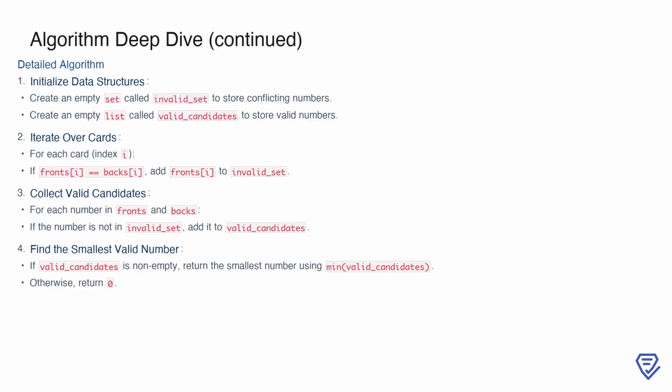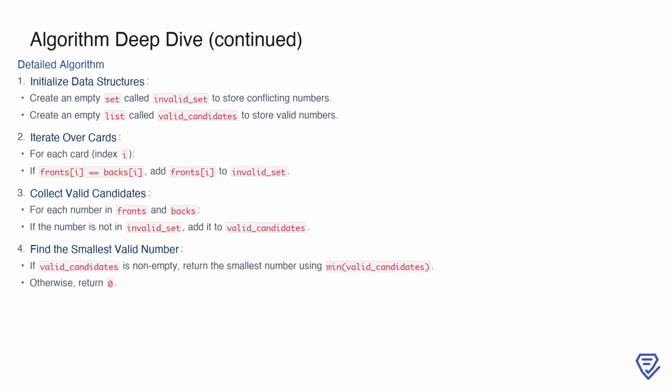First, we initialize our data structures. We create an empty set called invalid_set to store conflicting numbers and an empty list called valid_candidates to store numbers that can potentially be chosen. Next, we iterate over each card. For every card, if the number on the front matches the number on the back, we add that number to the invalid_set.